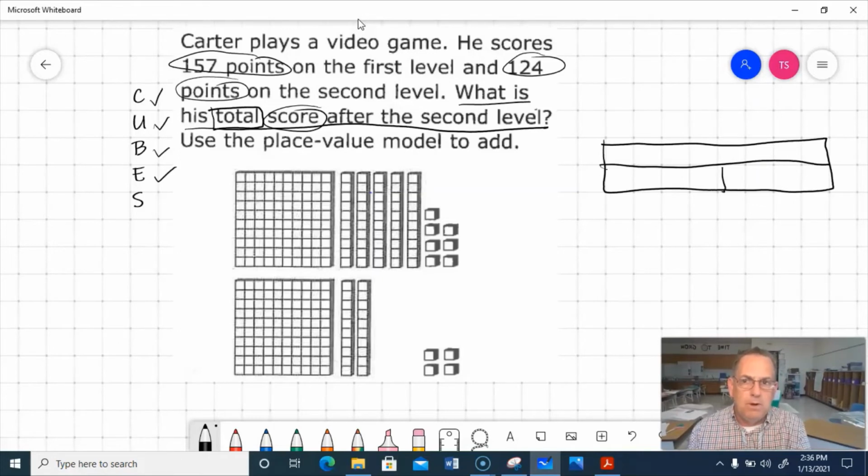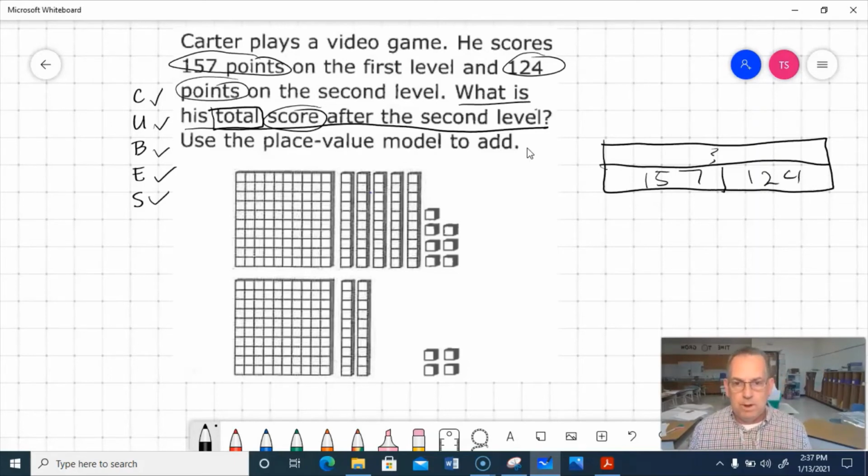And I'm going to break it apart. We know that the first score was 157 on the first level. The second level is 124. And right here in the question itself, it says what is the total. So that's going to be the top part here. That's what I'm trying to find out. And whenever I know 2 parts and I'm trying to figure out the whole, that sounds like an addition problem. And it told us right here in the statement that it's going to be addition. So we'll go ahead and start solving it.